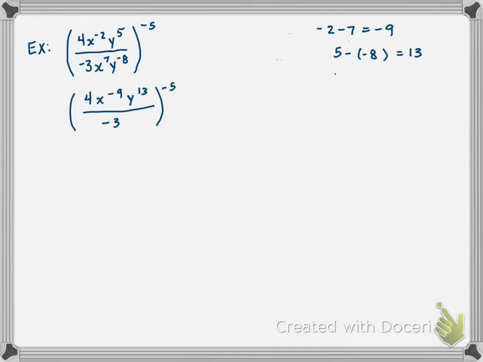So then I'm going to apply that negative 5 exponent to all the factors inside. So this is 4 to the negative 5th, x to the positive 45th. Oh, crap. Why did I do that? y to the negative 65th, over negative 3 to the negative 5th.